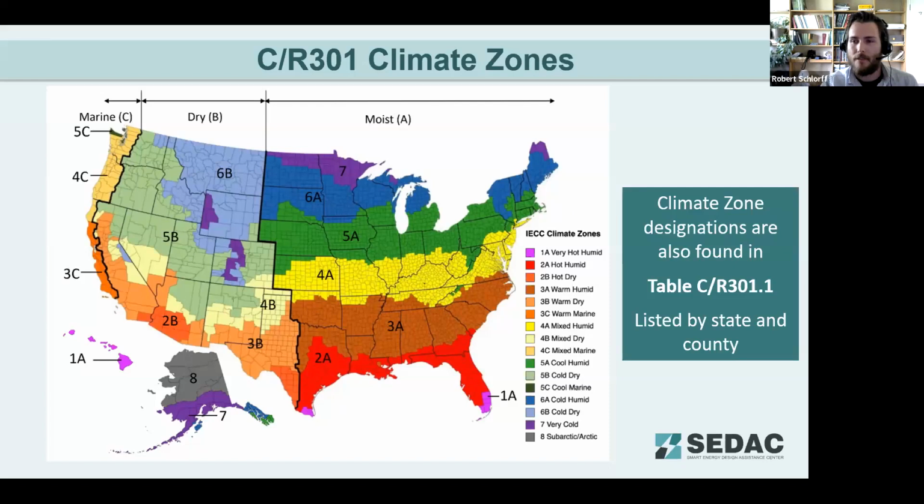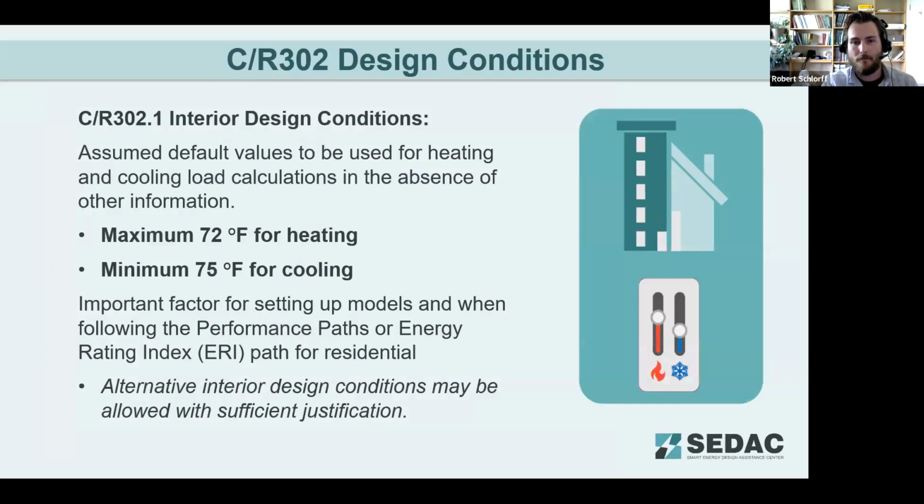The best buildings are designed to match the conditions of their site. And so this starts you off on the path of saying, okay, we're located here. These are the climatic conditions for my site. If the map is hard to read, or you'd rather read this in text, there is a list of climate zone designations by state and county located in table C or R 301.1. So this information is also included in text within the code.